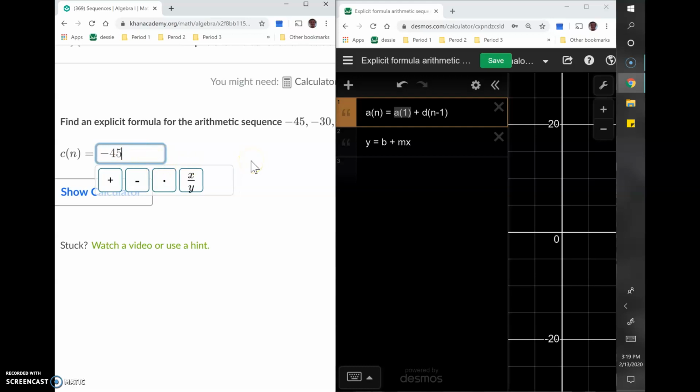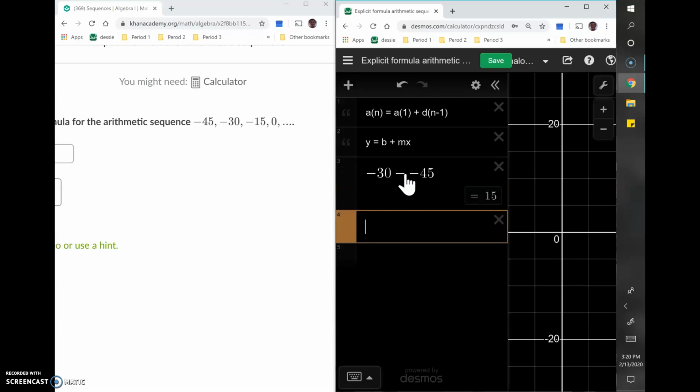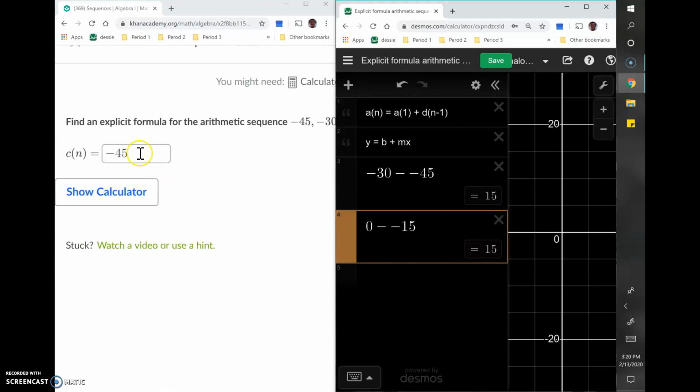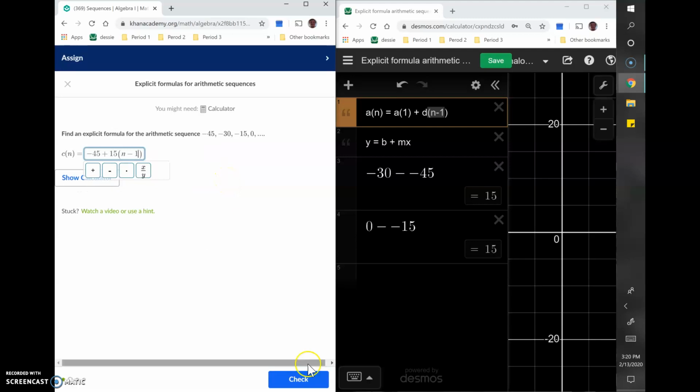And then we've got to figure out the second part of this, which is the difference. And to do that, we've kind of done this before, but we take the second term and we subtract it from the first term, minus negative 45. Or we could take the fourth term and subtract it from the third term. Either way, we're gonna continue to get the same number, so we know that the difference is 15, and it's positive, so we'll make it plus 15, and then the n minus 1 part in parentheses just stays as n minus 1. So right here we're typing in n minus 1. Okay, and that would be the explicit formula for this sequence.